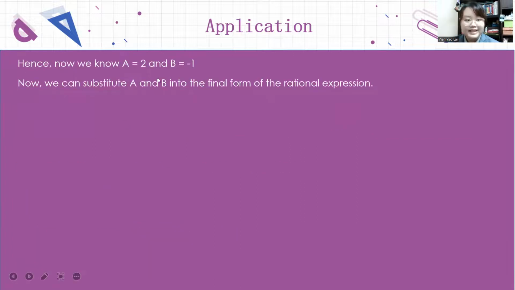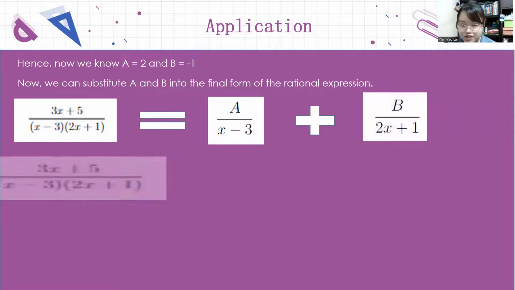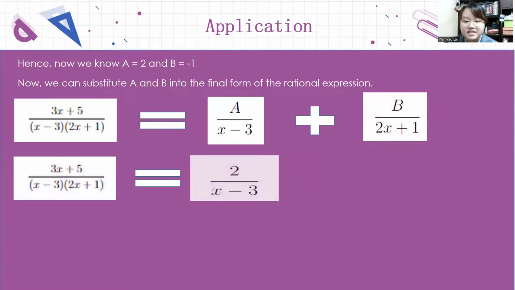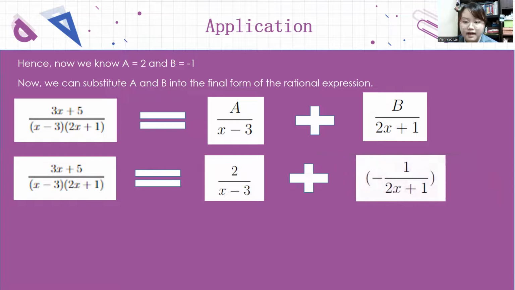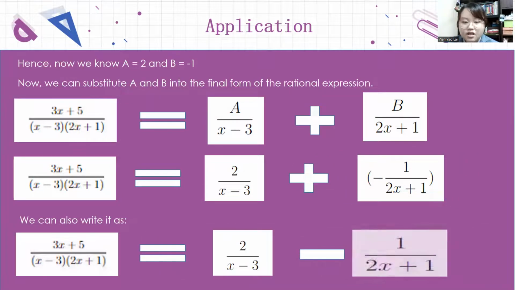Now, we already have A equal to 2 and B equal to negative 1. We can substitute the values of A and B into the final form of the rational expression. This is the form of the rational expression that we got earlier, and now we substitute the values into it. We simply make it nicer: 2 over (x - 3) minus 1 over (2x + 1) will be the final answer of this question.